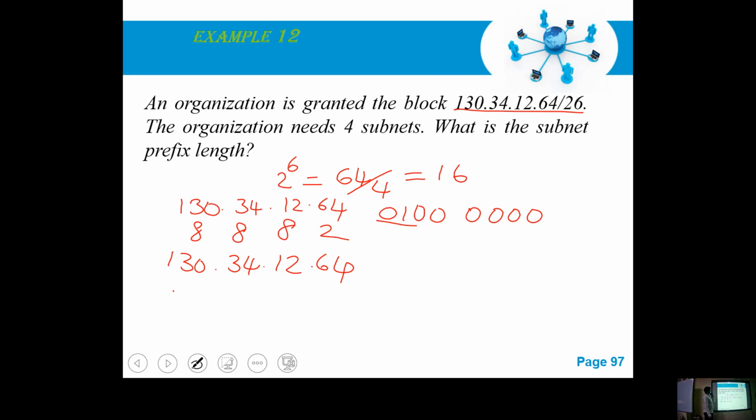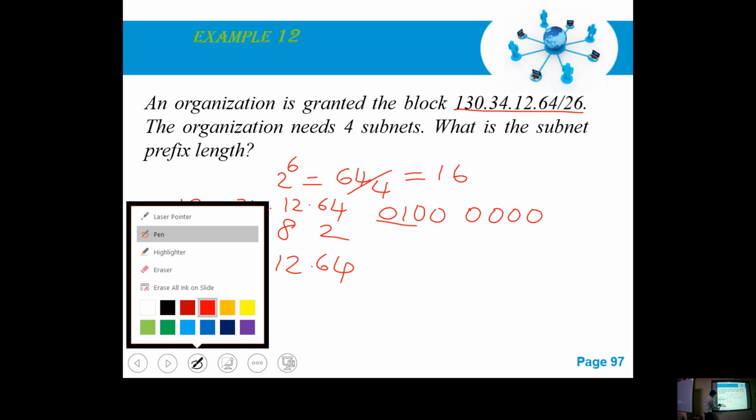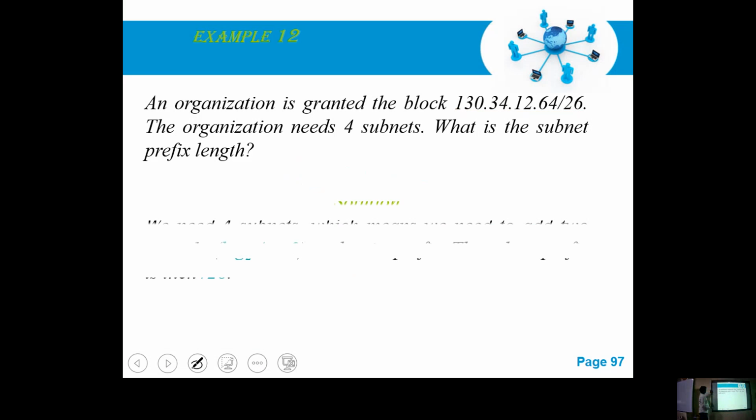So what is the subnet prefix length? The original prefix length is 26. We are just finding that one, and we will see in the next slide what else they are asking.